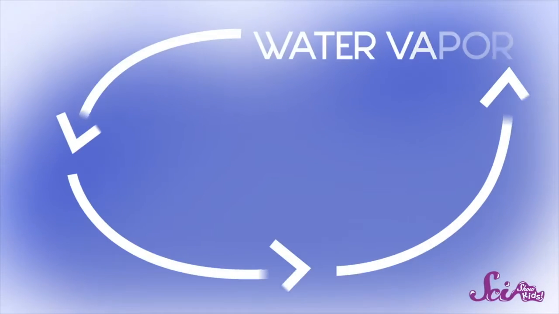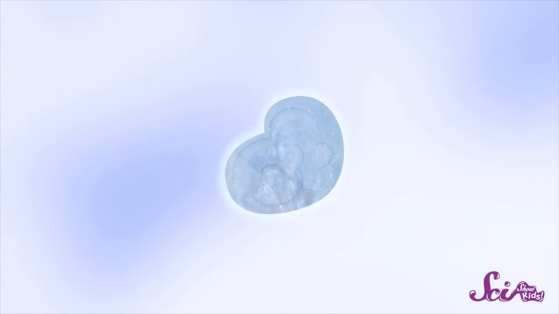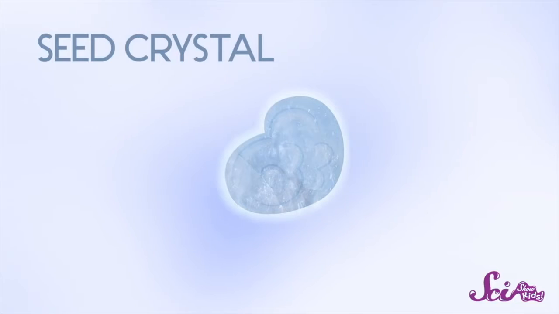Up there, water in the form of gas, called water vapor, freezes around a piece of dust or pollen that's just floating around in the cloud. This forms what's called a seed crystal. And seed crystals can become snow crystals if conditions inside the cloud are just right.